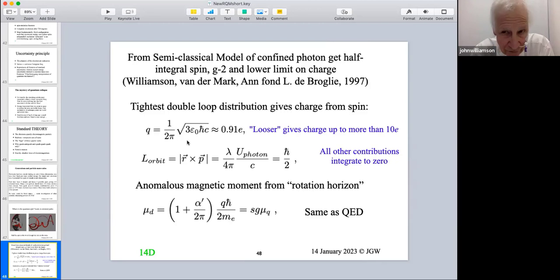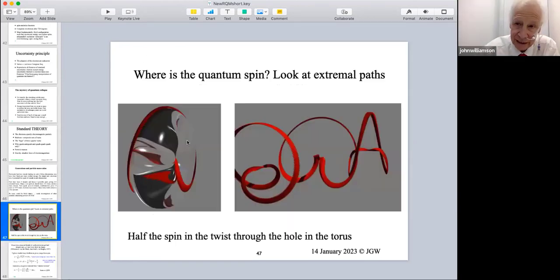One thing that's very important about this model is that it gives the anomalous magnetic moment of the electron. That arises from the rotation horizon. Again, going to this path just here, the rotation horizon is when you stretch this thing as far as it will go, and that gives you roughly lambda c over 2. Everything outside that cannot rotate because it's at the frequency of oscillation of the electron, it can't get around quick enough. This is a single wavelength.